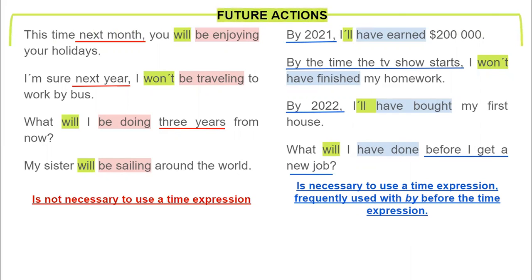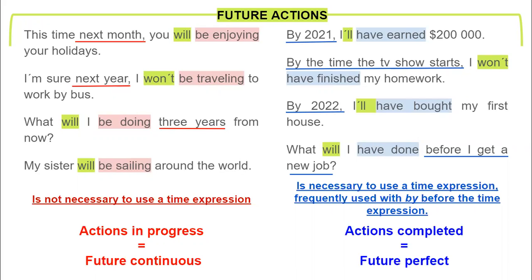So, all these sentences are future actions. The difference is that the red ones are talking about actions in progress, that is future continuous. And the blue ones are actions completed. This is the future perfect.